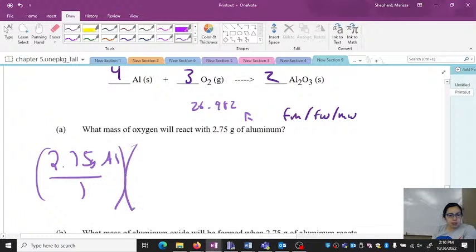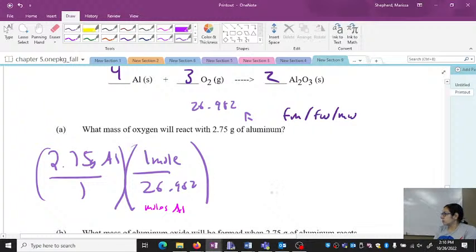26.982. So now let's divide to get moles. And so now we're at moles of aluminum. And so where do I need to go next? So given my ratio, they're 4:3. So which number goes on top? Which number goes on bottom?